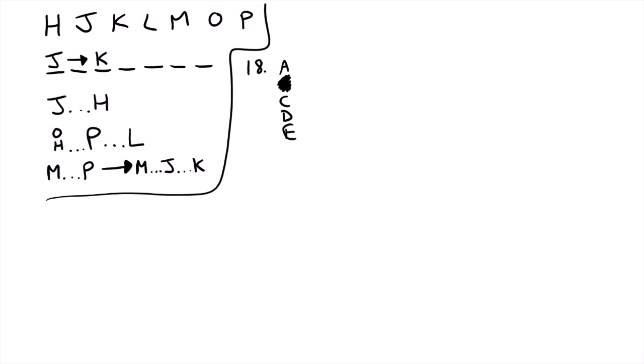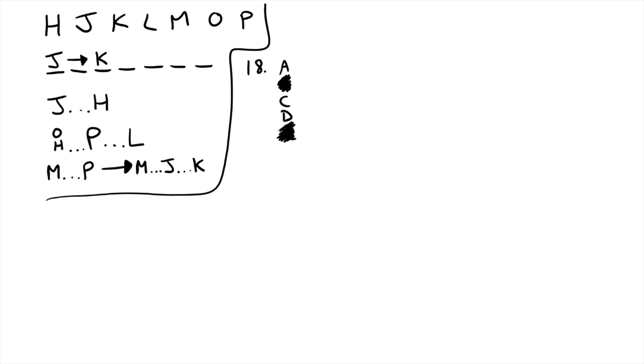And then finally, E, I see O, third and fourth, but then I see L, and then P is after L. So E messes up that order, and therefore E is wrong. We can go ahead and cross that off and move on to the next rule.